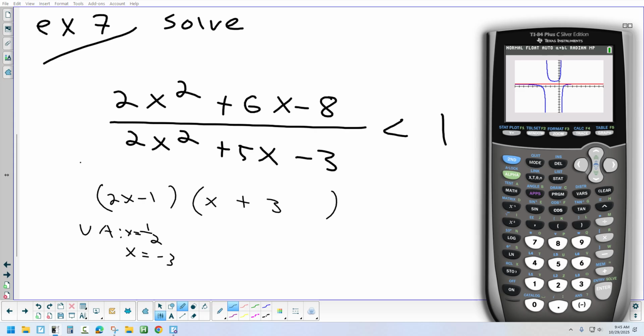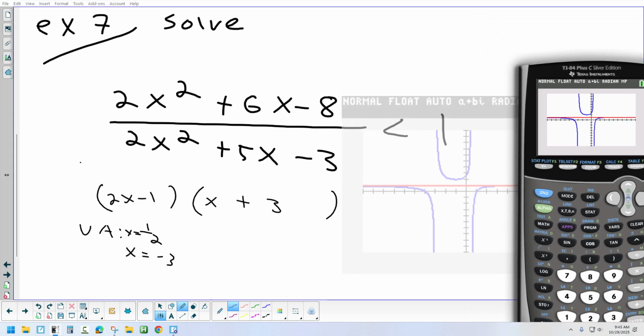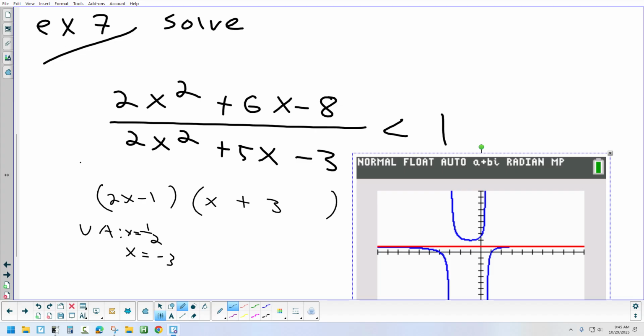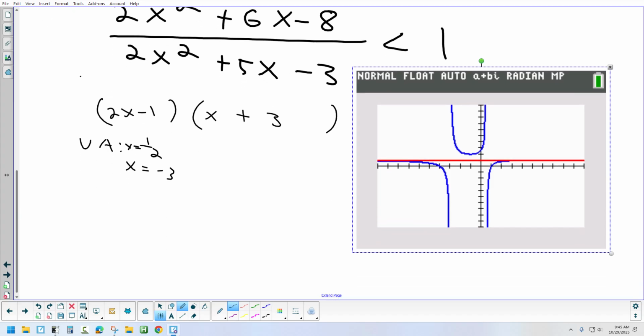And we're looking for where we are under the number 1. Well, let's start with the middle section. Is the middle section ever under the number 1? No. So we don't have to worry about anything here.